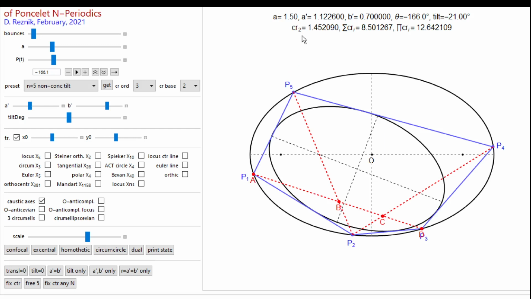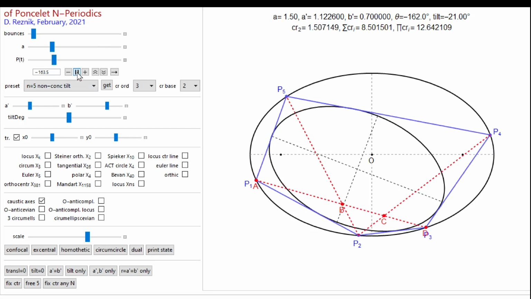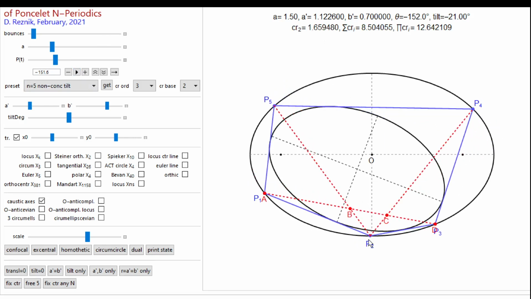Now I can also report the second cross ratio with respect to P2, and I get a different number. I get 1.45. This number is variable. But let's just cycle. I'm on P2 now, 1.659. Let's go back to P1. I get a different number, 1.3485, when my anchor is P1.